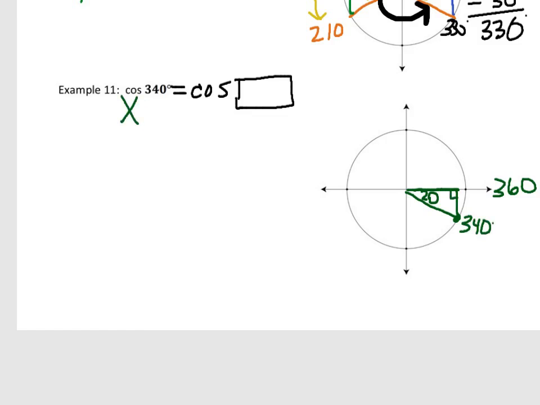Cosine is x. So now I have to think to myself, what other triangle on this coordinate plane has the same x value? X is easier for me, because you don't have to draw a whole other triangle. It's just right there. So you're going to use that same x value that has a reference angle of 20 degrees, and then you have to come up with what that degree measure is. So 20 degrees is the reference angle.